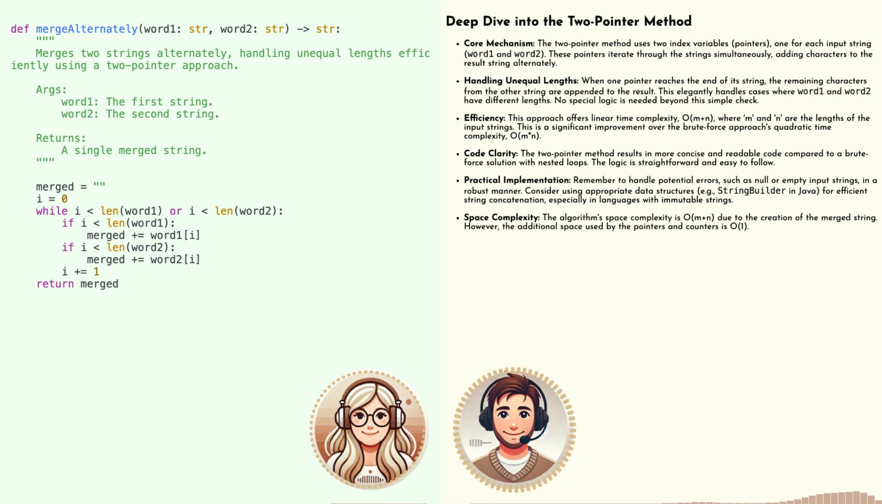Got it. So once one of the pointers reaches the end, the loop gracefully ends. And we should have our beautifully merged string stored in that result variable. Precisely. It's like those two runners we talked about earlier. They run side by side, taking turns, until one of them reaches the finish line. And then we just let the other runner finish their race, adding the rest of their letters to the result. That's a great way to visualize it. It really highlights the simplicity and elegance of this two-pointer approach.